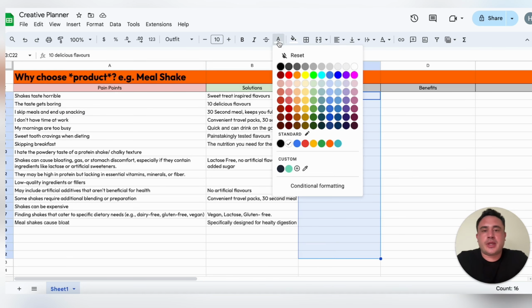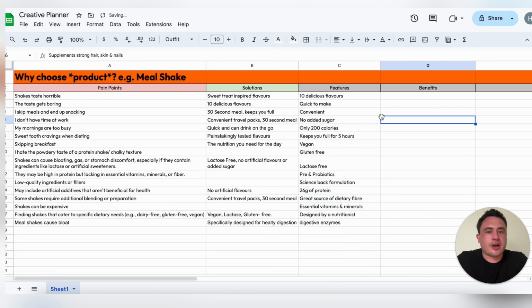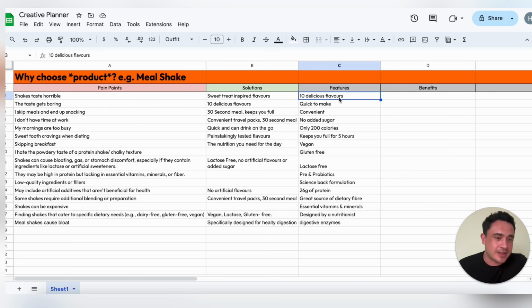Features. These are going to be less emotionally led, and are basically the core features of the product. It's not going into pain points or how it makes people feel. It's just more of the stats of the product. This is a good place to have as basically a hub.